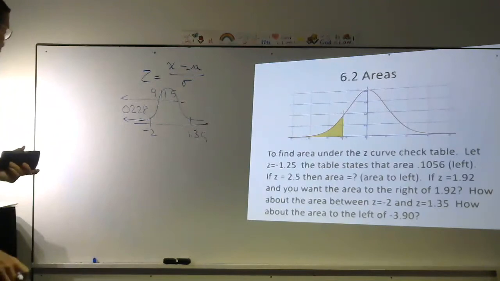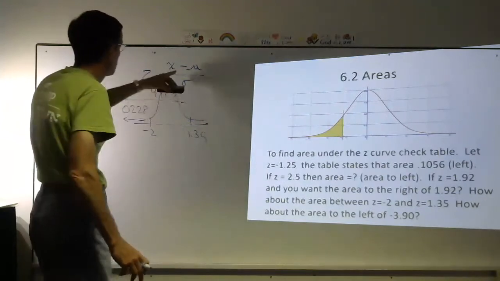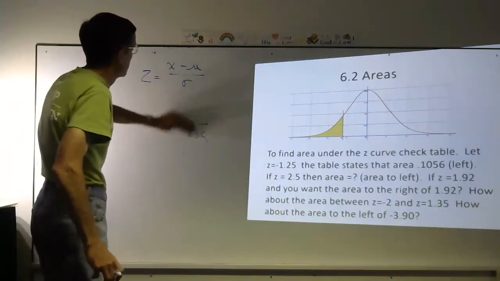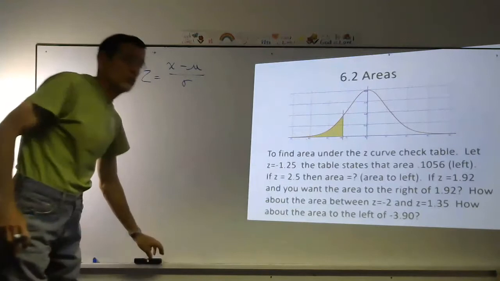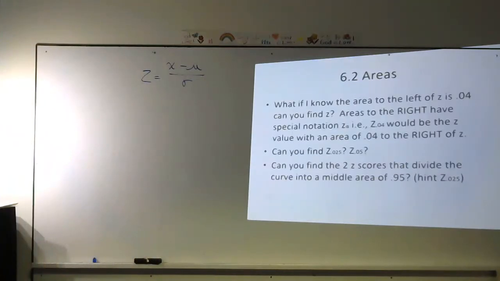0.8887. All right? You can do an amazing amount of work with this formula and your Z chart. You will be doing this for the rest of this course.